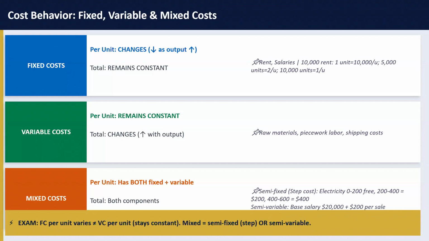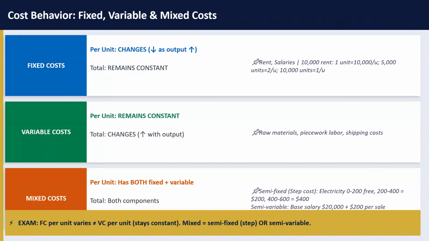Suppose you are using 450 units of electricity. For up to 400 units, that is from 200 to 400 units, you will be paying $200. For the additional 50 units that you are using, you will be paying $400 per unit for the last 50 units that you used. This is how semi-fixed costs work.